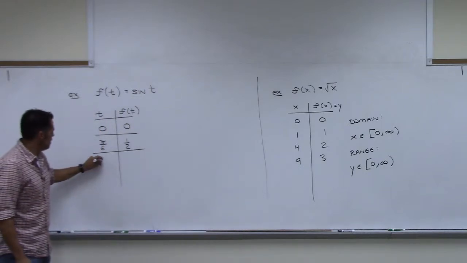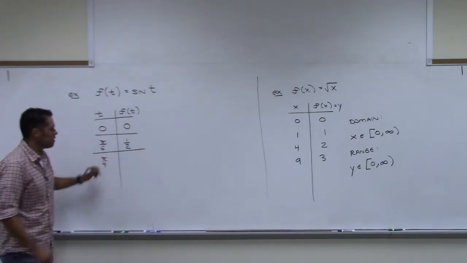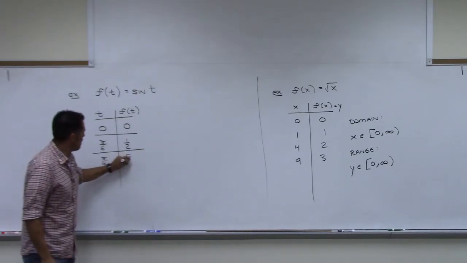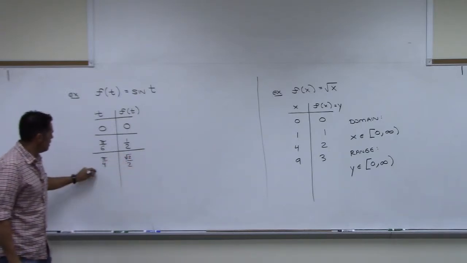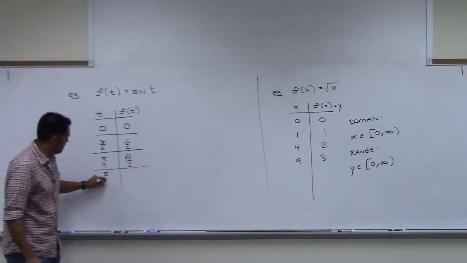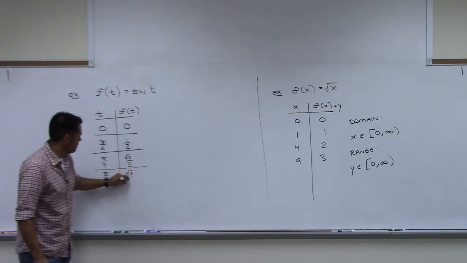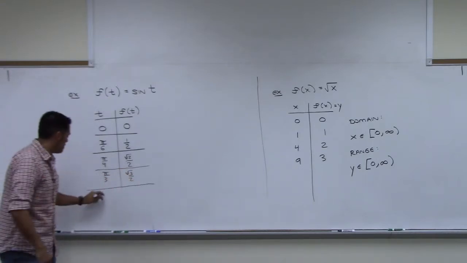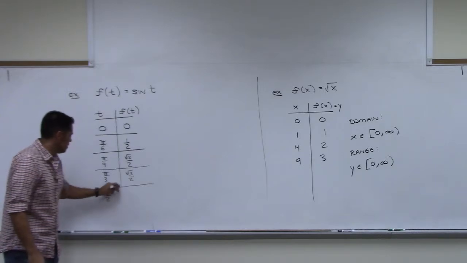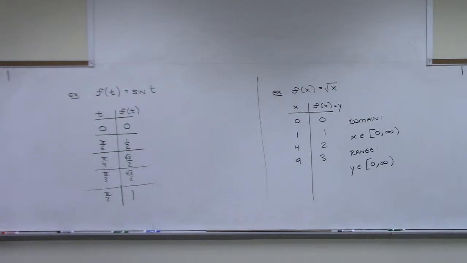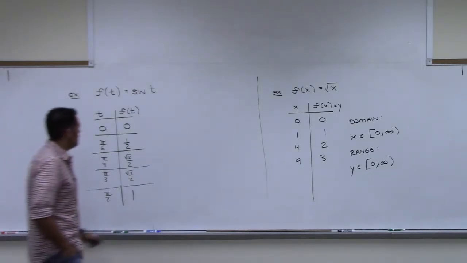Next one. How about pi over 4? I'm kind of working my way around the circle right now. Root 2 over 2. Let's keep going. How about pi over 3? That's our next one. Root 3 over 2. And the next one would be straight up. That's pi over 2. 1. Right. Agreed? Okay. Let's keep going. It's kind of fun.